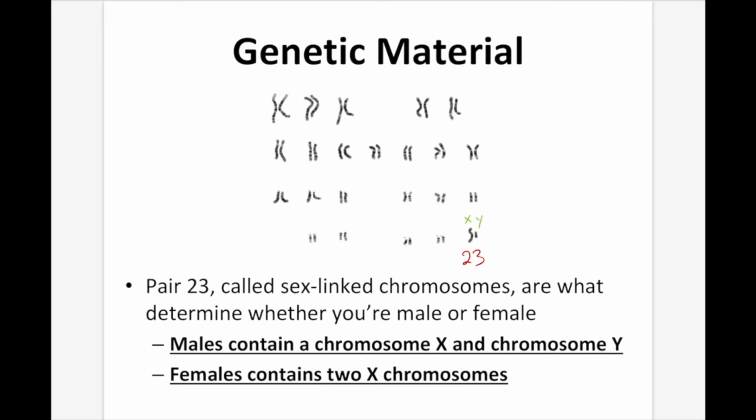So the karyotype of a female is going to look a little different. The 23rd chromosome pair is going to have two of them that look very similar. So this would be a female, in which case it would be an X and an X. You can see that the Y is very distinct in that it's a lot smaller, and that's what makes males males. If you lack a Y, then you are a female.